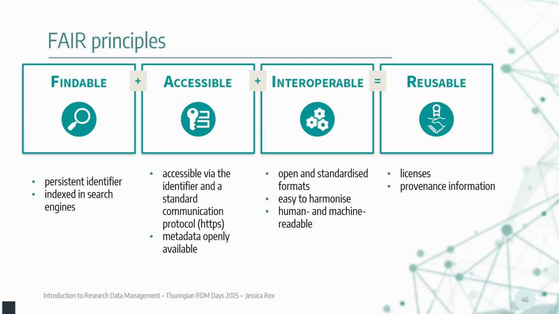Then interoperable means that you use open and standardized formats as much as possible, which is then easier to harmonize, and that human and machine readable metadata are provided. And then it comes to reusable, which means you provide documentation, a clear license, or state that the data are license free, and some provenance information for the data that you've provided. Provenance information means where do they come from, what can I do with them, etc. This can also be put in the documentation itself.